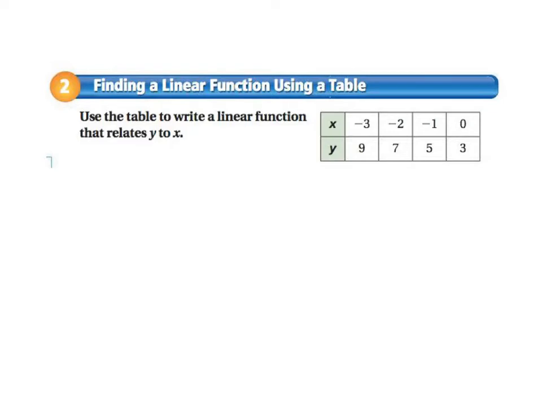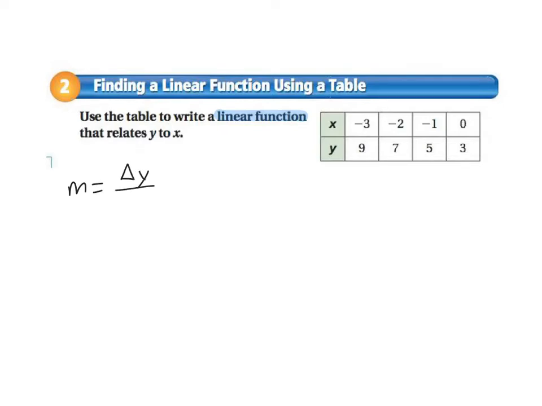Now we're going to do the same thing, except we're going to use a different representation of data. So it just looks a little different. Instead of a graph with points plotted, we're given an XY table of values. So they once again tell us that it is a linear function. So we're always going to start by finding the slope. So for this one, a few different ways we can do it as well.